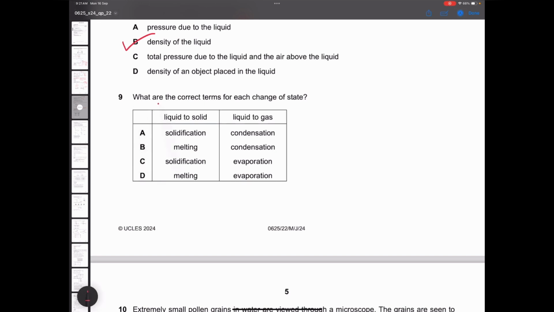What are the correct terms for each change of state? Liquid to solid. That will be solidification. So option A or C. Now liquid to gas. That will be evaporation. So the correct answer will be C.